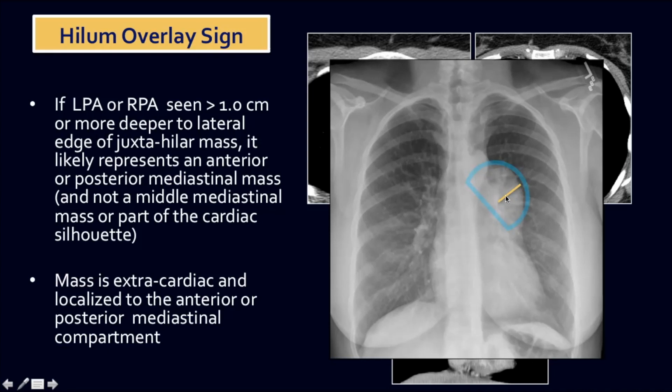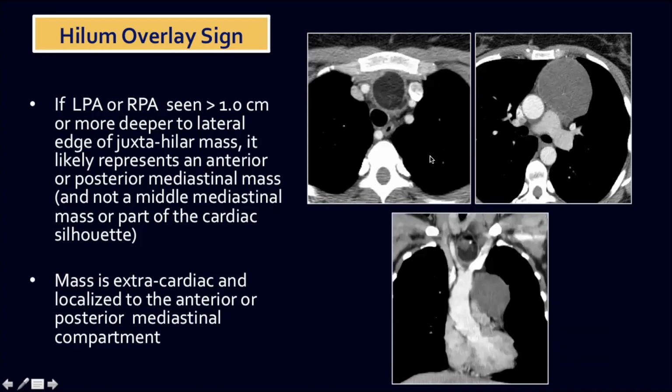It's not going to be a part of the cardiac silhouette. So in this case, the mass was in the prevascular space, and you can see this bilobed mass containing fat, a Rokitansky protuberance, some cystic component. This is a bilobed cystic teratoma.